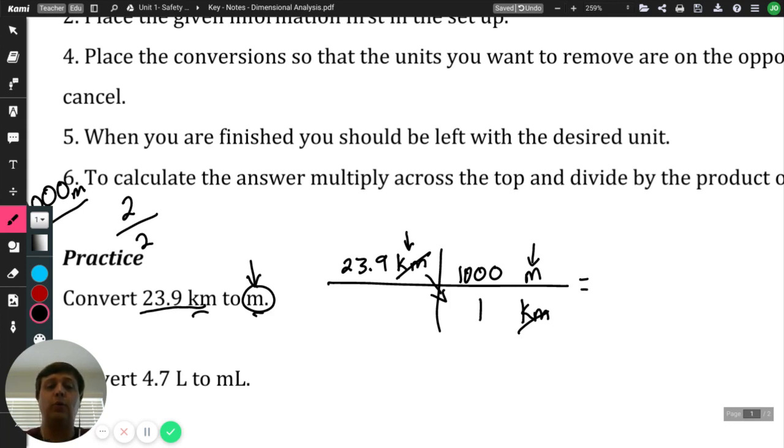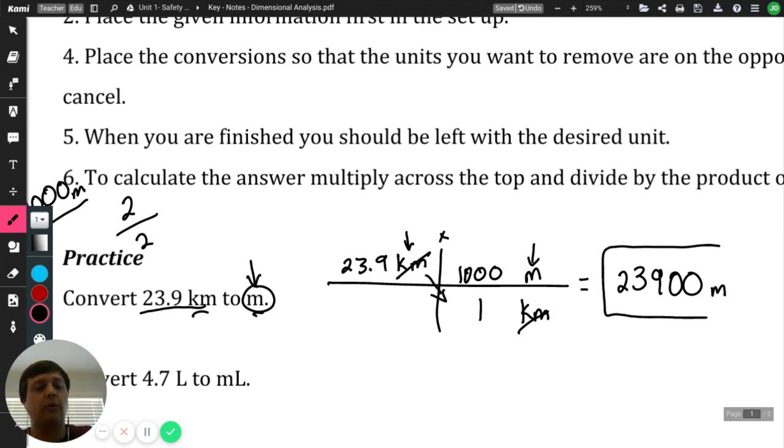So I have 23.9, and I'm going to multiply. You can kind of think of these lines as kind of like a multiplication symbol. Multiply it by everything on the top and divide it by everything on the bottom. So I have 23.9 times 1,000 divided by 1. When I do that, I'm going to get 23,900, and then I put my unit on there, meters. So that would be my answer.